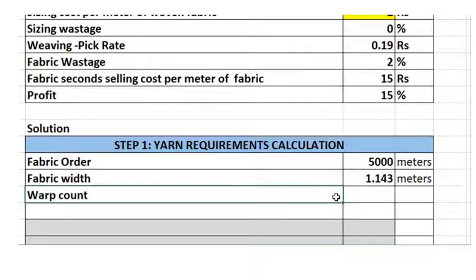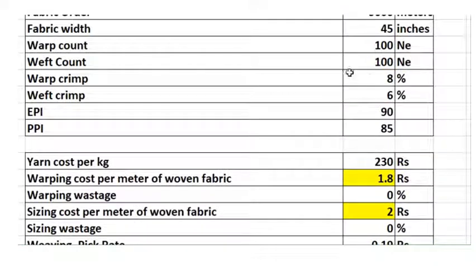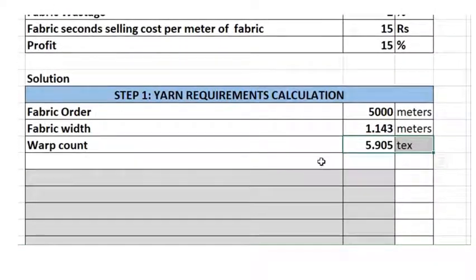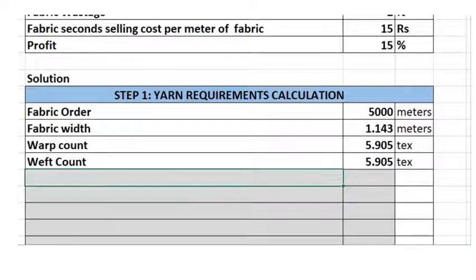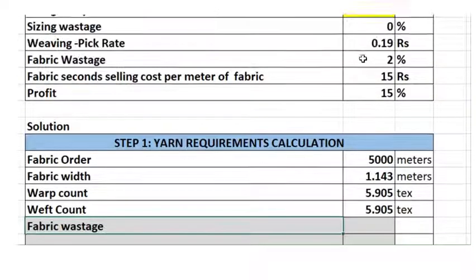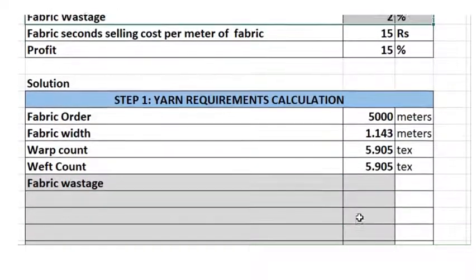And the warp count, we are converting into tex. So the warp and the weft count both are 100. So the warp count and the weft count both in tex will be the same. So it is 5.905. So it is a very fine yarn. The fabric wastage is given. This wastage is for both warp and weft. So the fabric wastage is given in the question to be 2 percent.